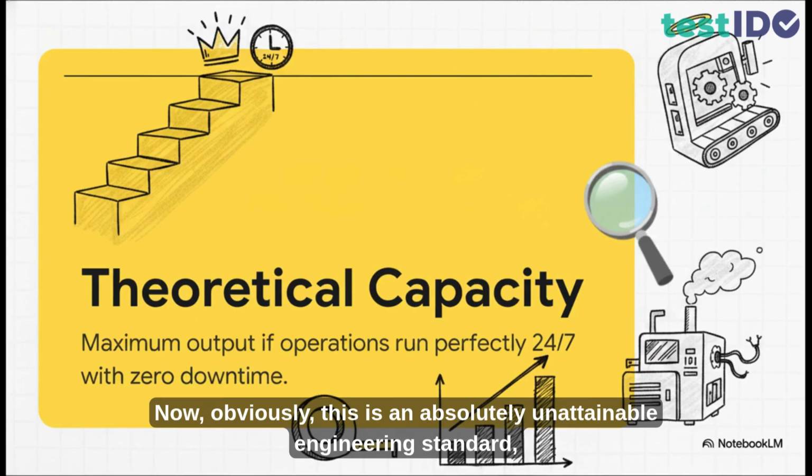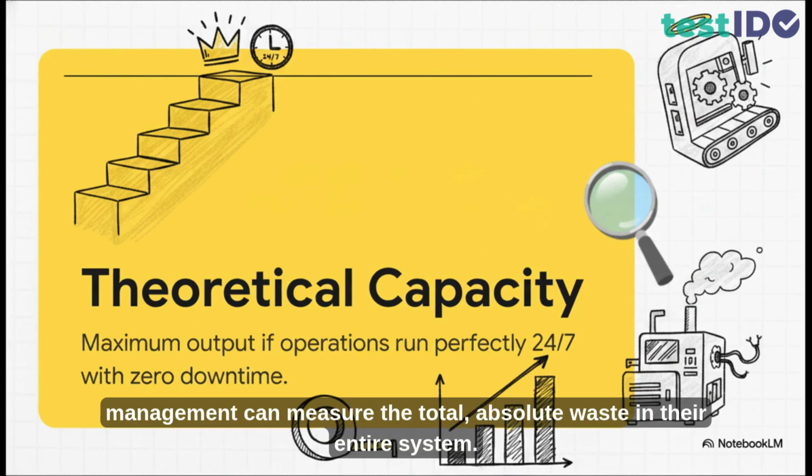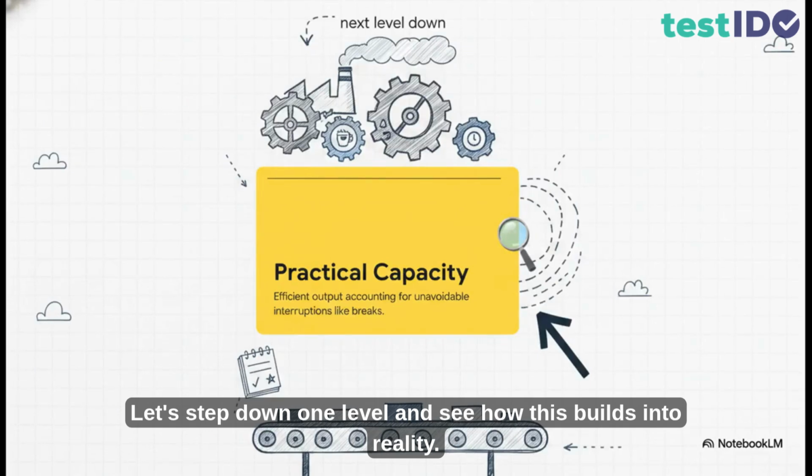Now, obviously, this is an absolutely unattainable engineering standard. You're literally never going to hit this. But you might be wondering, why do we even use it? Well, it serves purely as a benchmark. By comparing reality against theoretical capacity, management can measure the total, absolute waste in their entire system. Let's step down one level and see how this builds into reality.